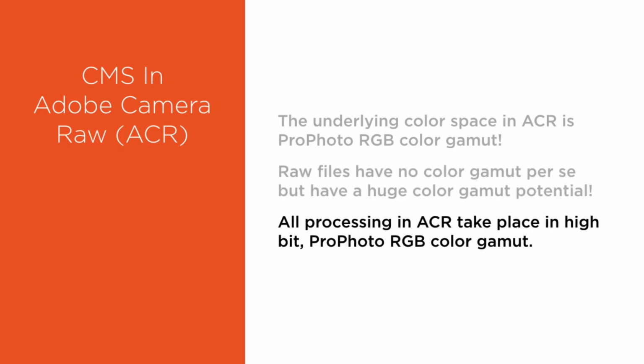So all of the processing in Adobe Camera Raw, or what we're going to call ACR, takes place in what's called high bit, which is more than 8 bits per color. It may be 10 bits per color, 12 bits per color. In a few rare cases, there are capture devices that truly produce 16 bits per color. So I prefer to call this high bit. Adobe Camera Raw and RAW files are all high bit, and Adobe Camera Raw is going to use the ProPhoto RGB size color gamut for all its processing.